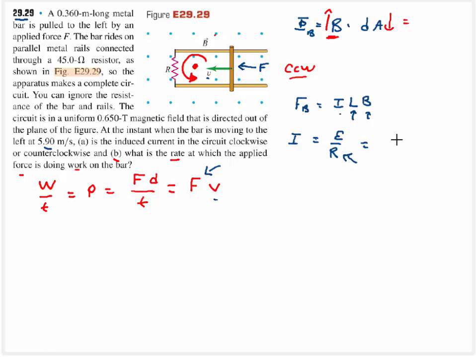EMF is simply going to be equal to the magnetic field multiplied by the velocity multiplied by the length. Divide that by the resistance. And so at the end of the day we can plug all this together and say that this force is going to be equal to the velocity multiplied by the magnetic field squared multiplied by the length squared divided by the resistance.